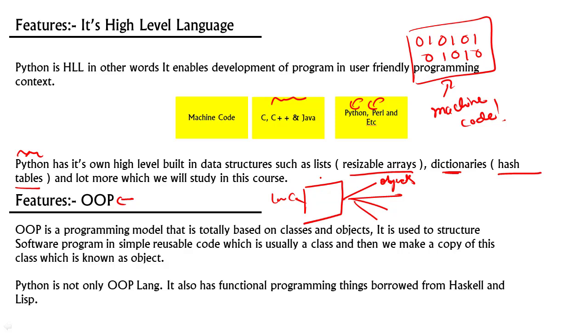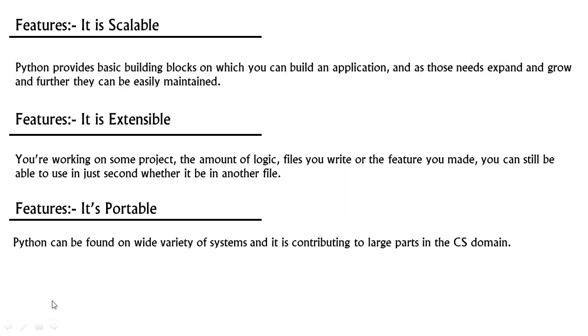Python is not only an object-oriented programming language. It also has the functionality of a functional programming language, with features borrowed from Haskell and Lisp. So what is functional programming? We have a specific chapter on functions and functional programming that we will talk about later on, but just for your information, I've mentioned this.